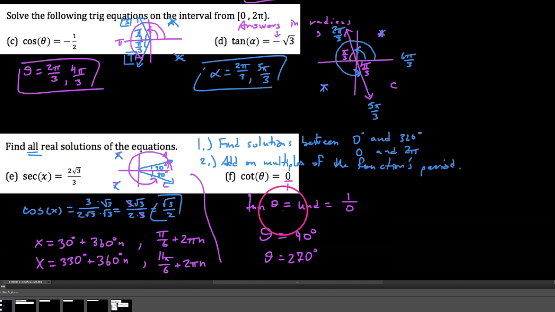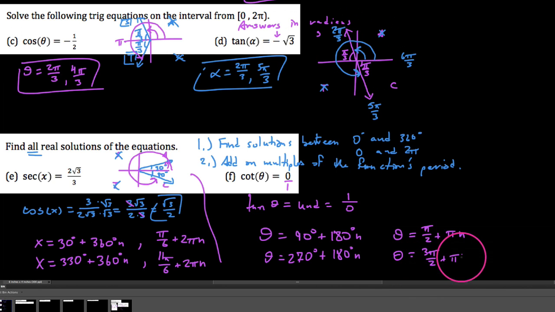The interesting thing, however, with tangent is that we have to add on multiples of its period. And in this case, tangent only has a period of 180 degrees. That is the exception to the rule. We'd say tangent and cotangent only have a period of pi or 180 degrees, whereas sine, cosine, secant, and cosecant all have periods of 2 pi. So we could also have said this here. We could have said pi halves plus pi n and 3 pi halves plus pi n.